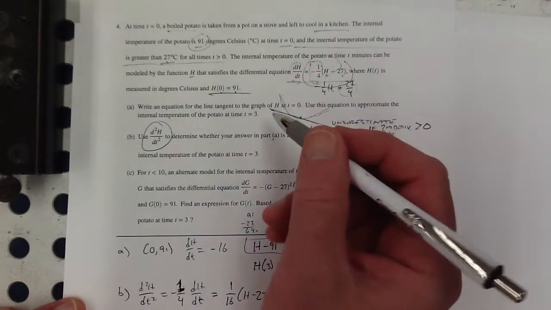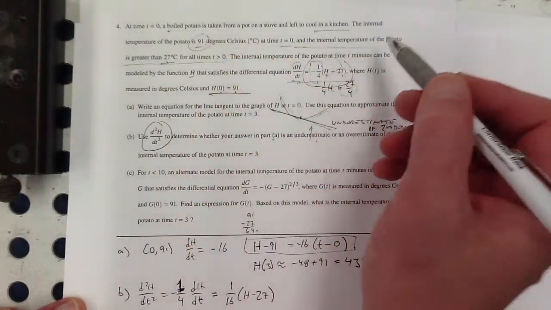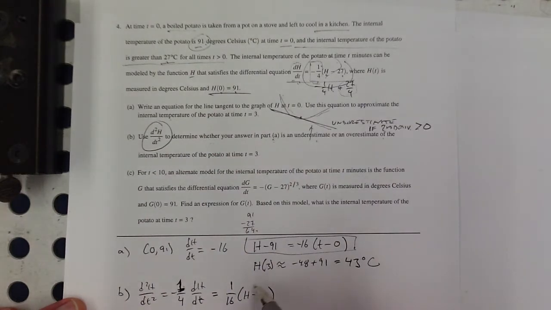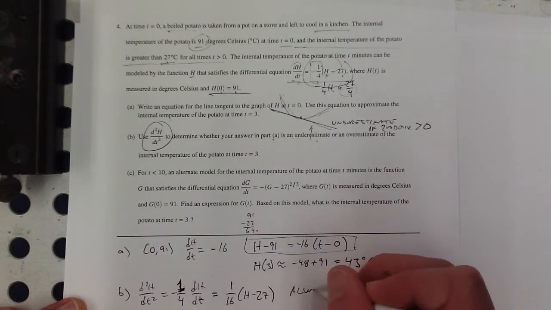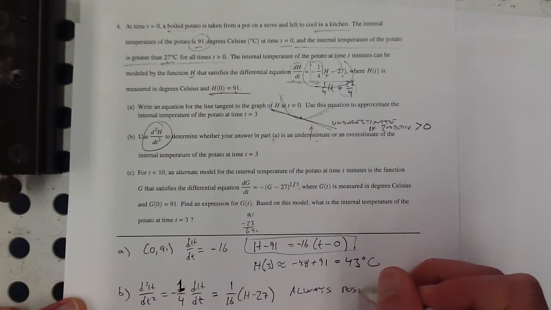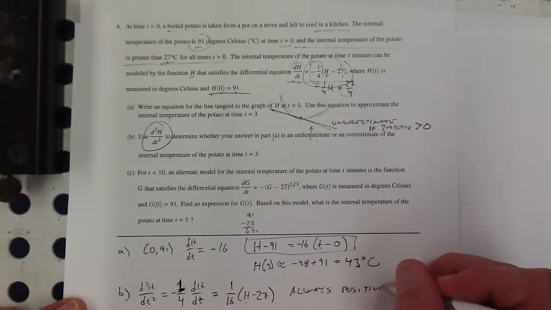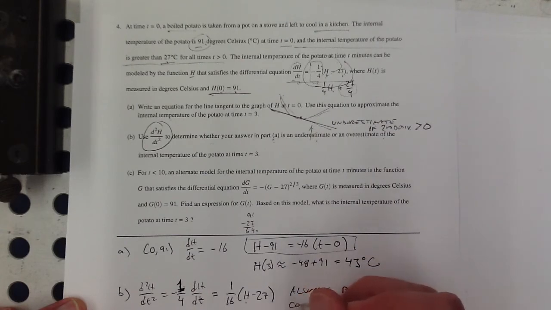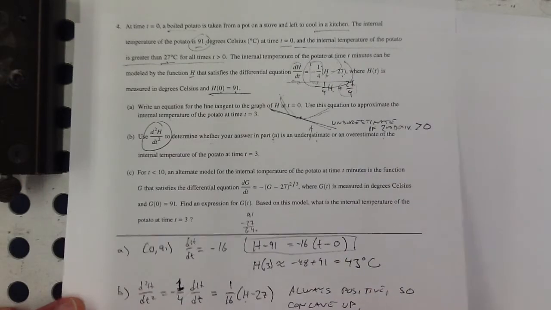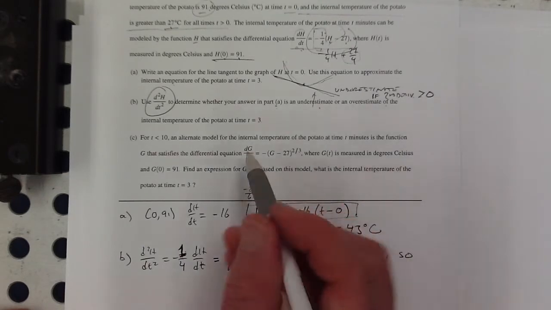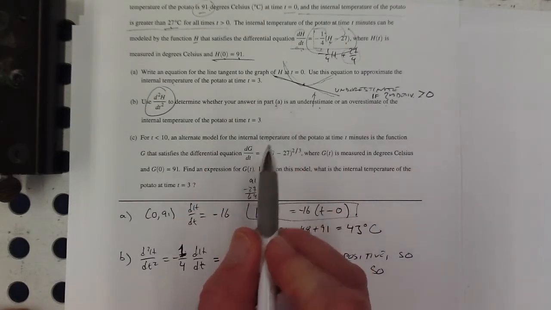And since we know, maybe this is why they told us that the temperature is always above 27. If the temperature is always above 27, then this is always positive. It's 1/16 times this, and if that's always bigger than 27, then that's always positive. So that's concave up, which means that our answer in part A is an underestimate.